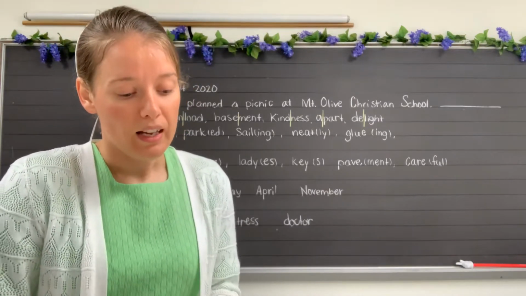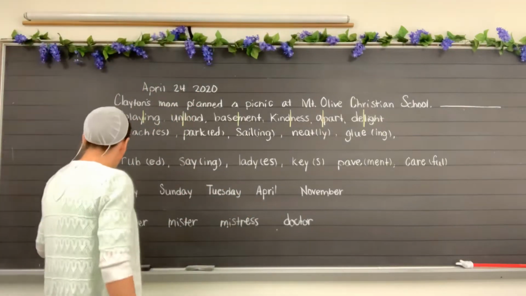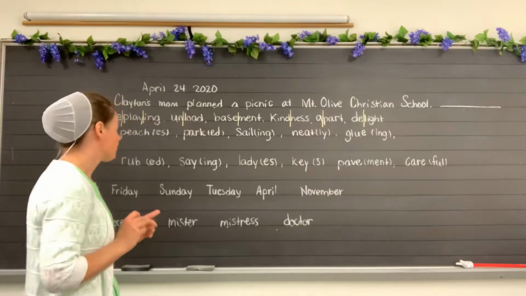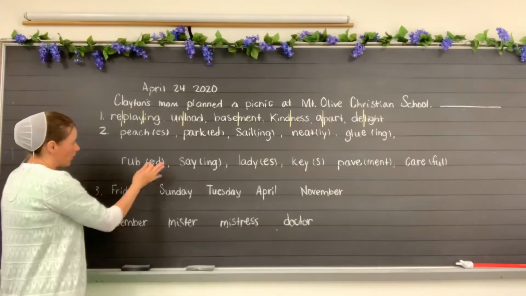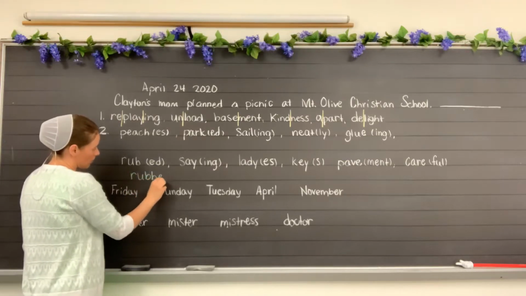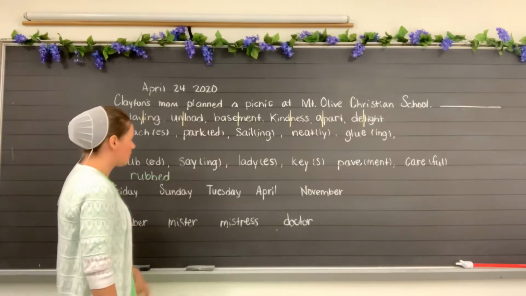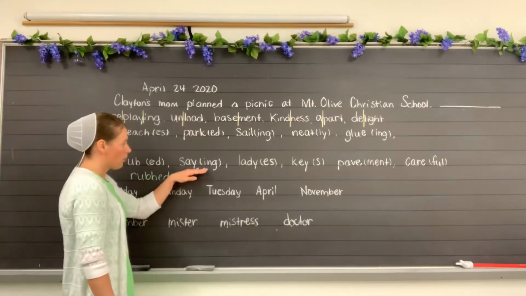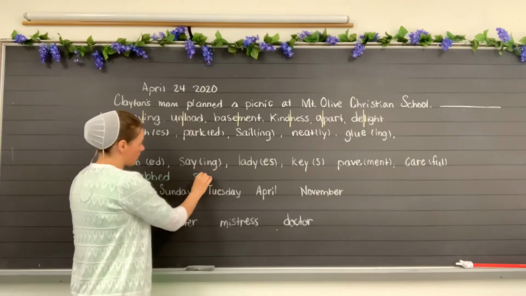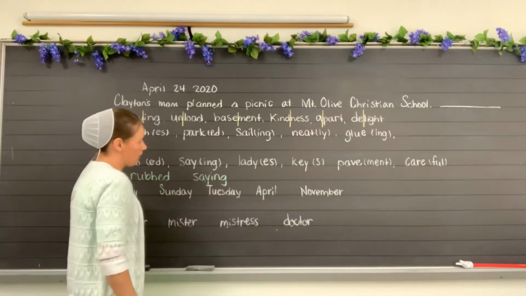Okay, so now let's think about the words here on the board. We have root words here, and they want us to add suffixes to the end. So here we have rub, and we want to put an ed at the end, so we will need to double the consonant before we add the suffix, because it's a short vowel and one consonant. Here we have the word saying. It's a long vowel with a y, so we will not change the suffix because it would not be good to put two i's beside each other. So we're going to keep the root word like it is, right?